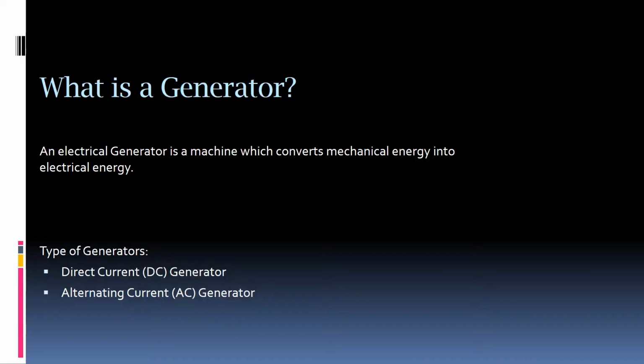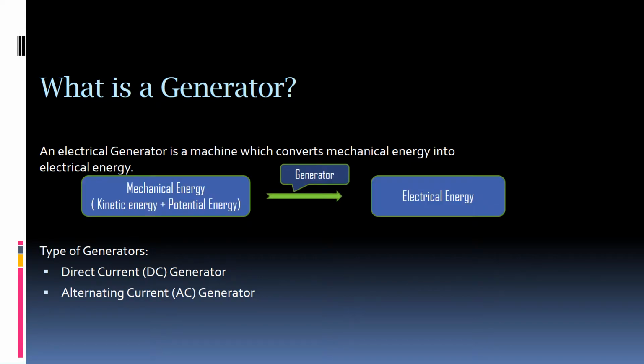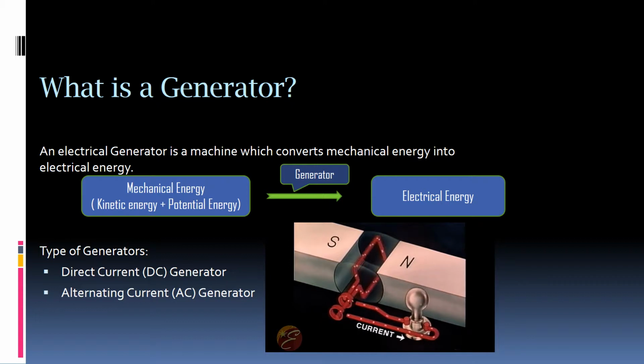So what is a generator? An electrical generator is a machine which converts mechanical energy into electrical energy. There are mainly two types of generators, DC and AC generator.